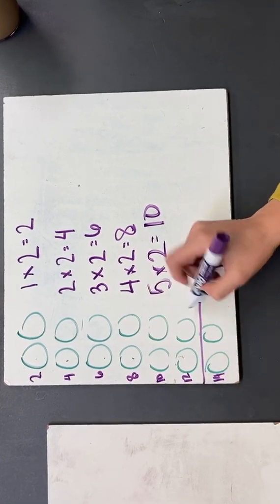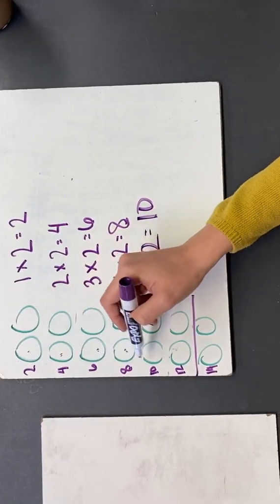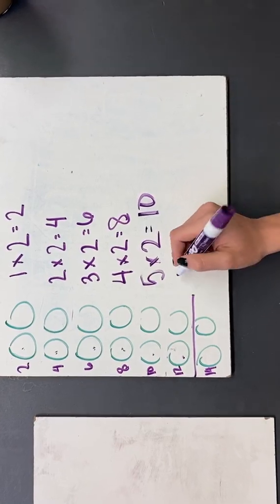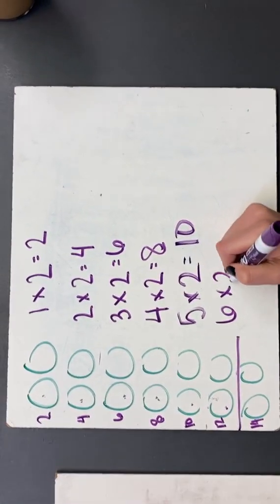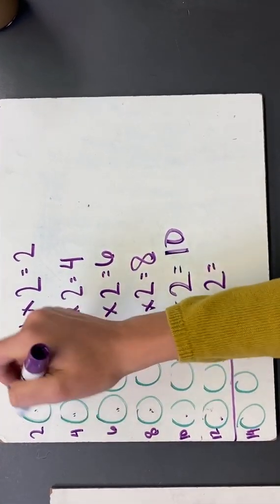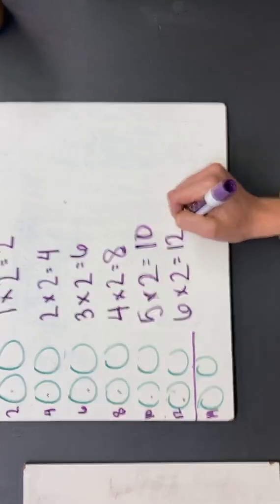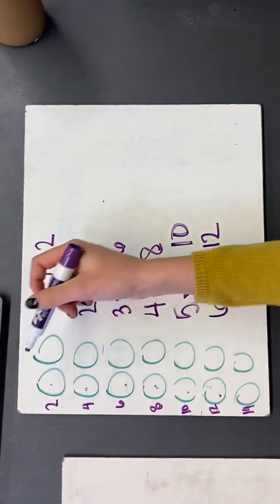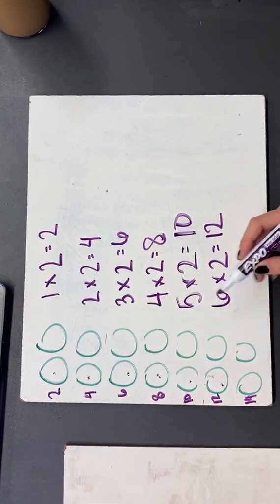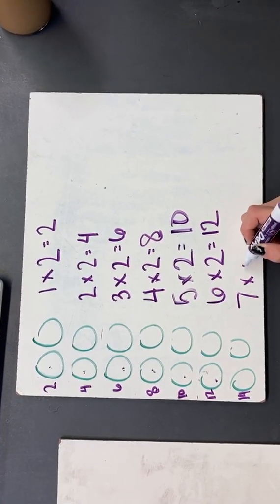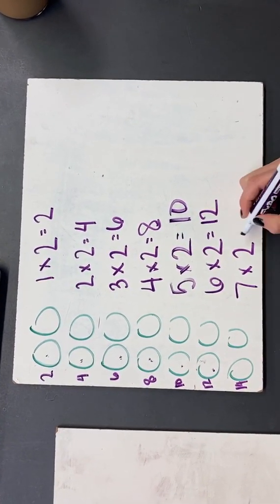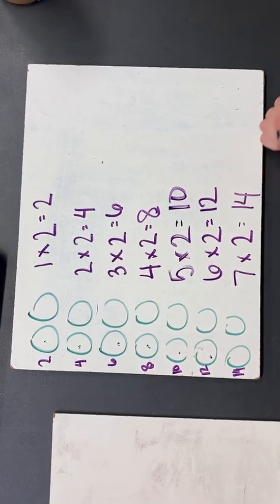Now we're going down again. I have 1, 2, 3, 4, 5, 6 rows times how many in each row? 2. Now we have a total amount of dots of 12. So now it's our last one. Now all of it together. I have 7 rows times 2, because that's how many are in each row, gives us a total of 14.